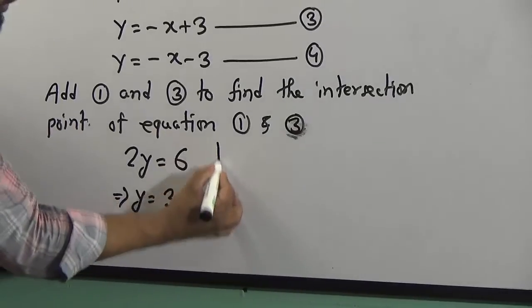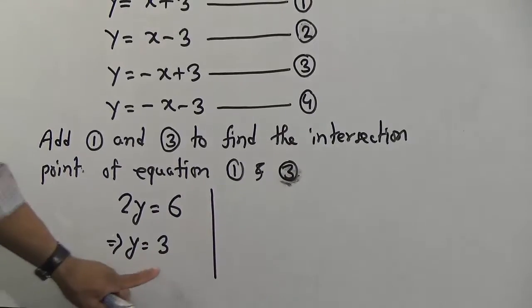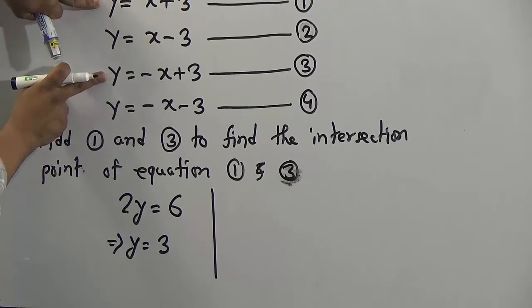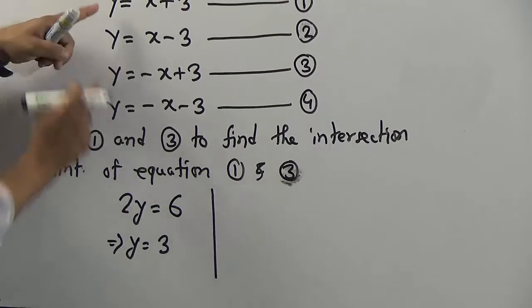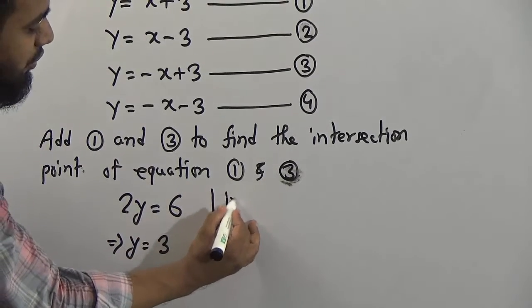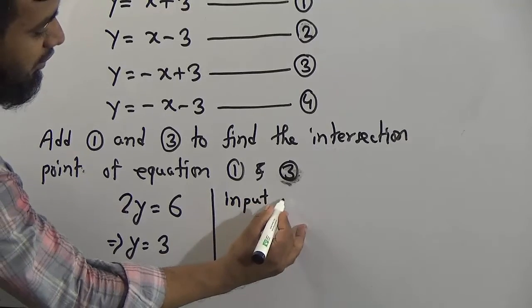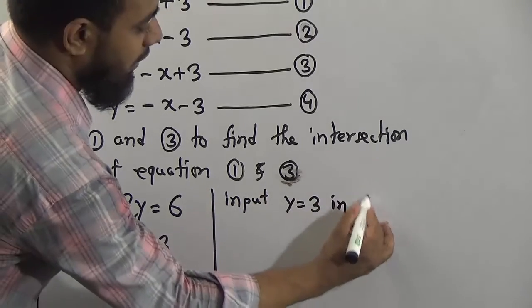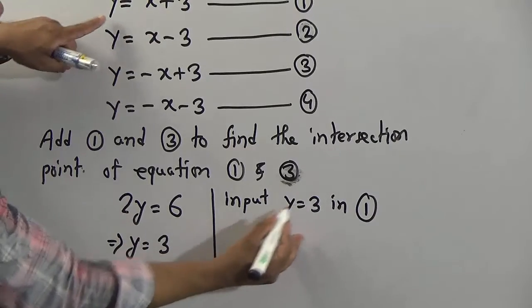We have already found y equals 3. If we put y equals 3 in any of the equations, that means in equation 1 or equation 3, we will find the value of x. So we can write: putting y equals 3 in equation 1, then we have y equals 3 here.